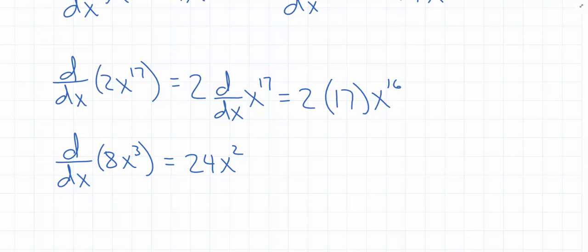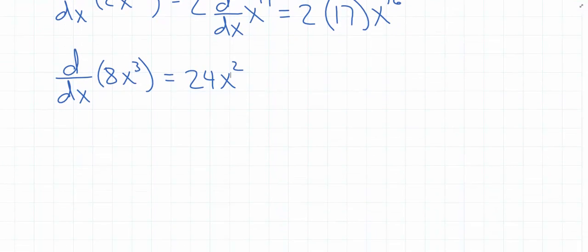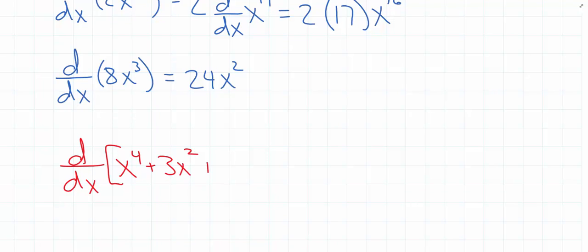Now, what we've done here is we've shown, I think fairly convincingly, that if you just have a power function, you can differentiate it using this method. And we can put terms together. Let's say x to the 4th plus 3x squared plus 5. I could differentiate that one. So this would be 4x cubed plus 6x. What's the derivative of 5? You get 0, right? Because 5 is a constant.